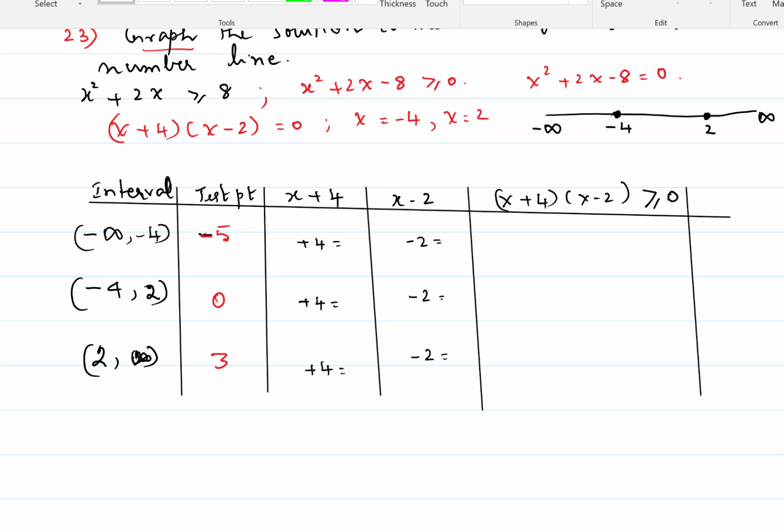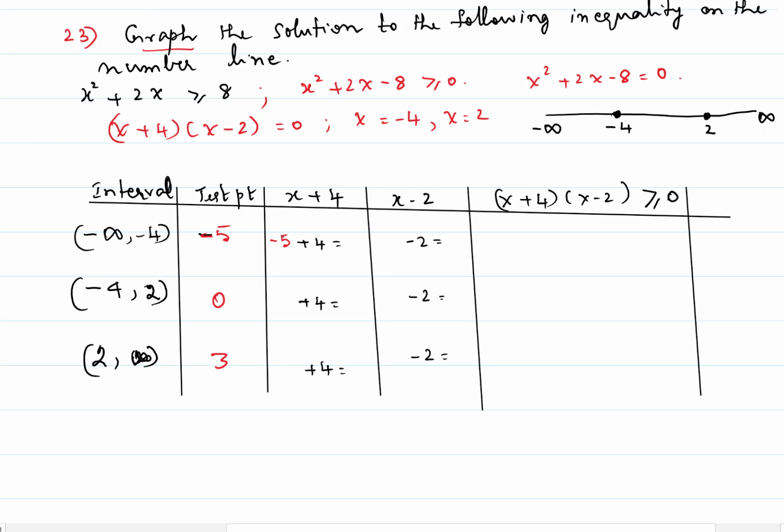So we are going to plug negative 5 into x plus 4. That gives us a negative sign. In the same way, negative 5 minus 2 gives a negative sign as well. So if you multiply x plus 4 times x minus 2, that means we are multiplying a negative sign with a negative sign. That makes it positive. So the inequality is true. So this interval is part of the solution set. Negative infinity to negative 4 is part of the solution set.